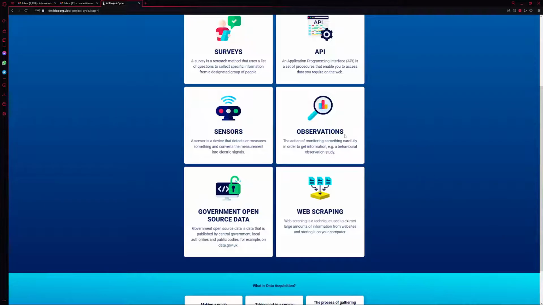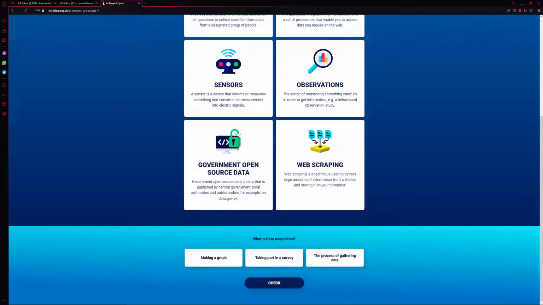Observations. The action of monitoring something carefully in order to get some information, e.g. behavior, observation study. Government open source data. Government open source data is data that is published by the central government, local authorities, and public bodies. For example, data.gov.uk. Web scraping. Web scraping is the technique used to extract large amounts of information from websites and store it in your computer. What is data acquisition? It is the process of gathering data.